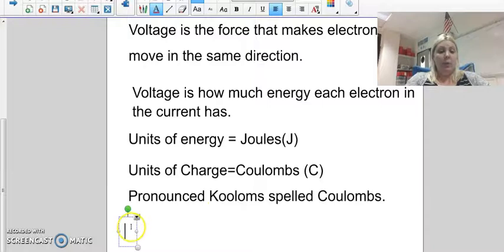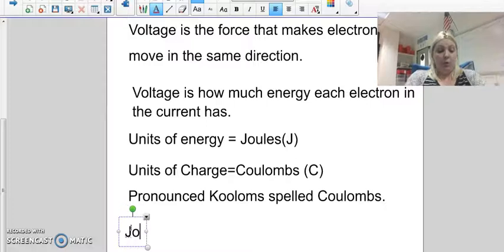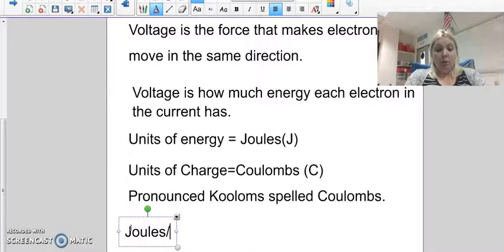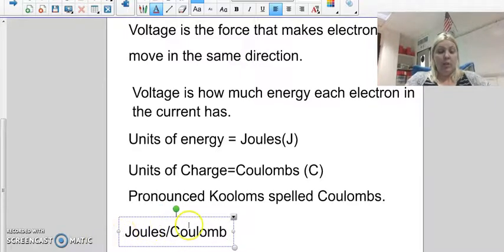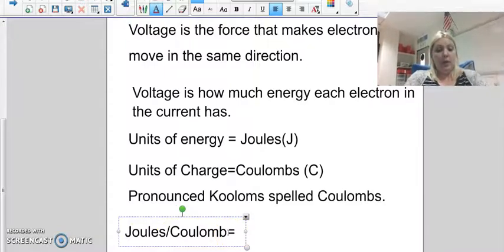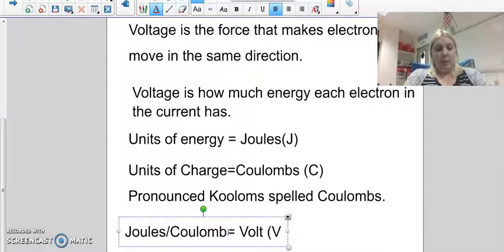So since we know that the voltage is how much energy each electron has in the current, how much energy each charge has, then the unit of voltage will be joules, how much energy, per coulomb. So this is how much energy, and coulomb is how much charge each charge has. And we have a special name for that unit, and that is called a volt. And this is abbreviated with capital V.